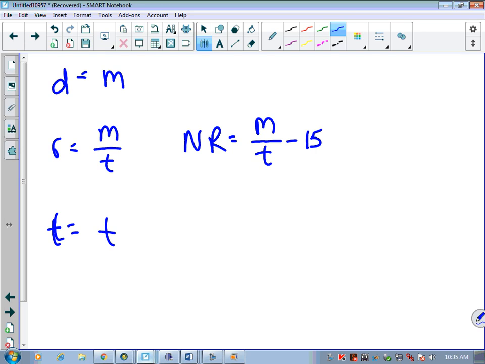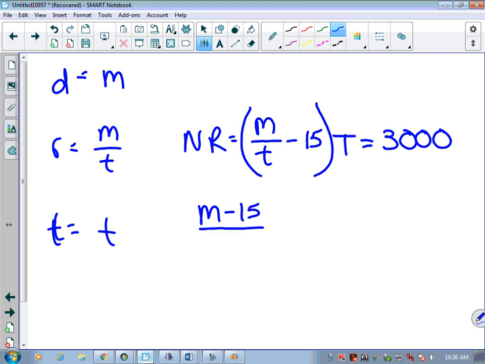The way that we're going to end up using this is because it says how many amps could he buy for $3,000. So this is my rate, and we want to know how many amps we can buy for that amount of money. So we actually have to distribute the T to both of these. Technically, this is just minus 15 over 1. You're right, the minus 15 goes with the numerator, so technically we've got M minus 15 over T because the 15 represents dollars. So we've got M minus 15 over T, times T.